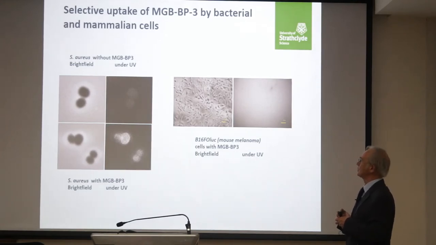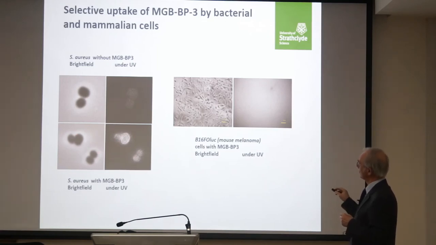By taking advantage of fluorescence, we can look to see where the molecules go. In these experiments carried out by Chris Carter in our biological laboratories, we looked at staph cells with BP3 in bright field and without BP3. It's the without at the top, the with at the bottom. And you can see that the cells light up.